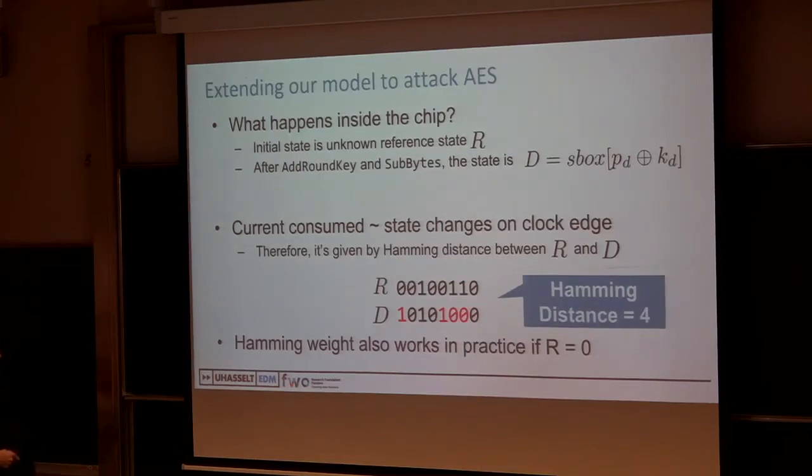Now we also know that in order to change from one state to another, we need to consume power. So therefore, we can just calculate what this power would be by taking the Hamming distance between R and D. In this case, we have 1, 2, 3, 4.